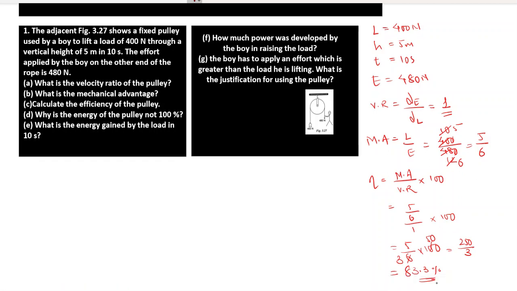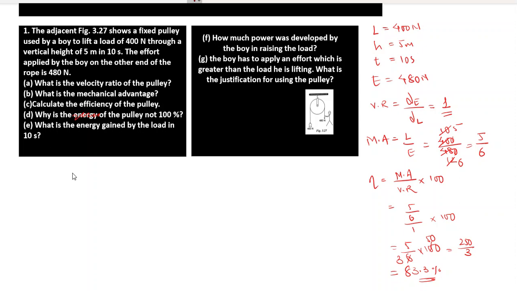Why is the efficiency of the pulley not 100%? Energy or efficiency? I think it should be efficiency here. The efficiency of the pulley is not 100% because some of the effort applied by us is wasted in overcoming the force of friction between the bearings and the pulley, and also between the ropes and the pulley, right? So due to friction, some of the applied effort is wasted, and hence the efficiency is not 100%. That is the answer.